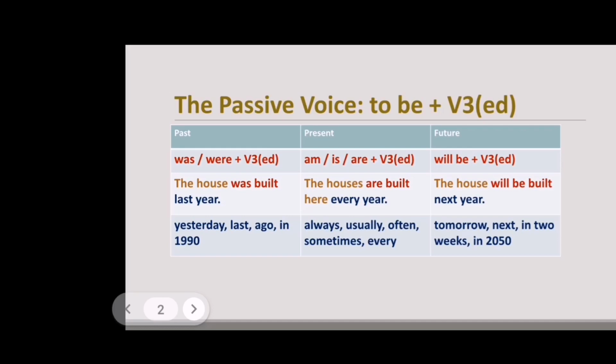And for future, to be in future will be, so the structure will be plus the third form of the verb or ending ed. The markers tomorrow, next, in 2 days, in 2 weeks, and in any year that is going to be, in 2050. Example, the house will be built next year. You can pause the video and study the slide.